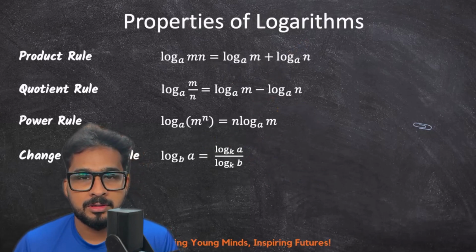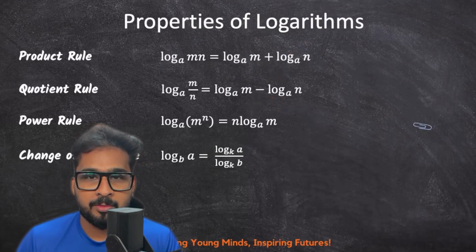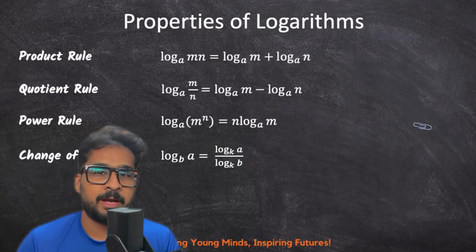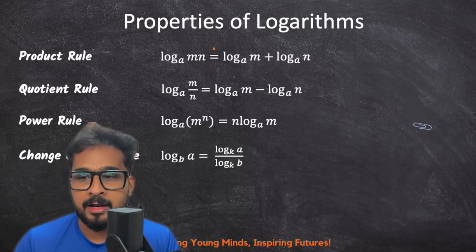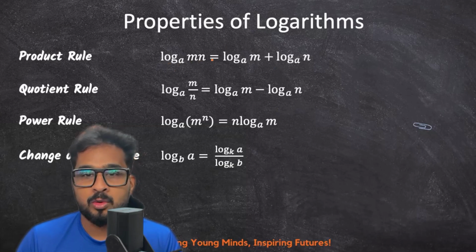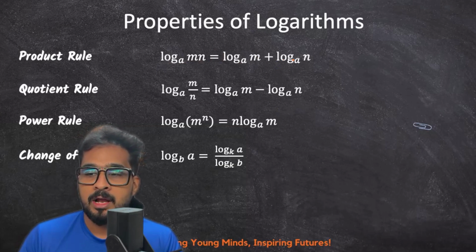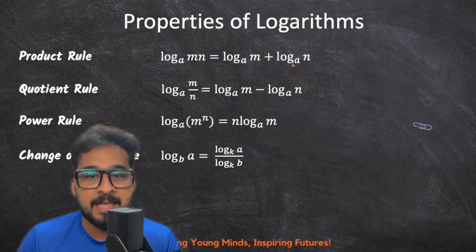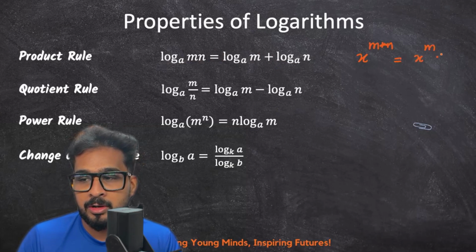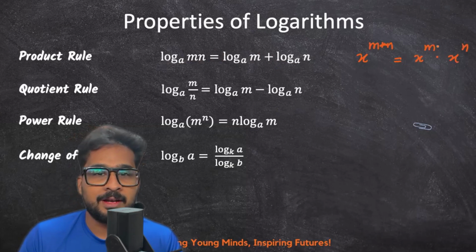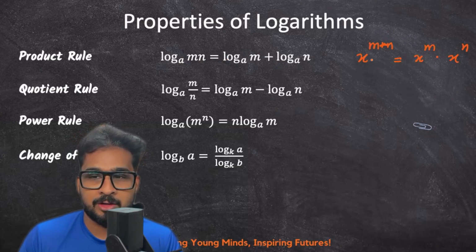Properties of logarithms. There are 4 different properties of logarithms which I will be explaining one by one. The first rule is called the product rule, where log of m into n to the base a is equal to log m to the base a plus log n to the base a. This rule is a disguised form of x power m plus n is equal to x power m into x power n. It is a disguised form of this exponents rule.